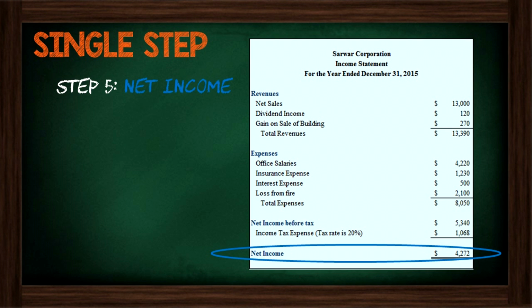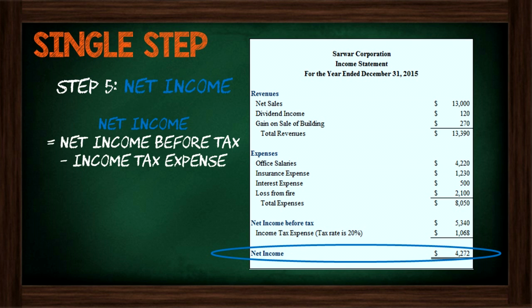$1,068. And finally, we calculate net income, which is net income before tax subtracted by our income tax expense, right? Figure out that our net income is $4,272. So as you can see, it's basically the exact same income statement as the one covered in lecture video 1. The only difference is that here in the single step income statement, we are not showing the work for net sales. So now that you understand the single step income statement, we're now going to go ahead and look at the longer and more complicated multiple step income statement.